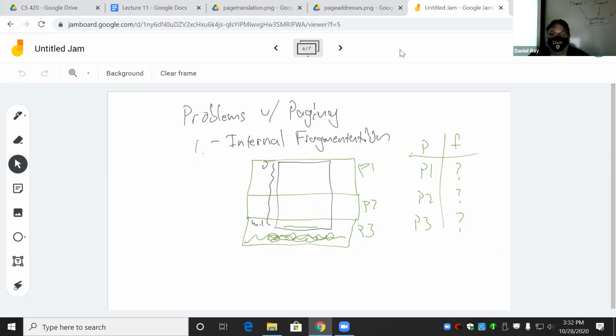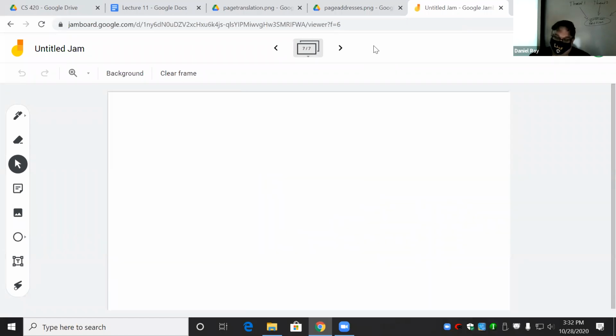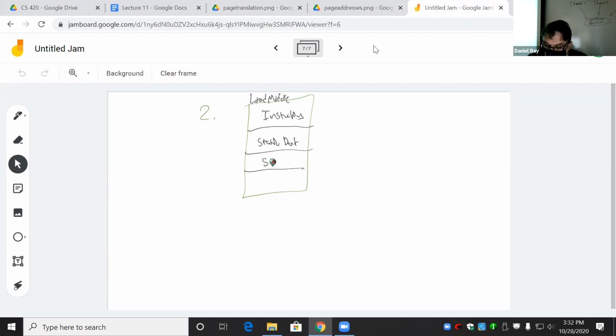Problem number two with paging is a little more serious, right? Our load modules, say this is a load module. This is the memory for our process, the logical address space. It really is divided up though into instructions, static data, the stack and the heap.